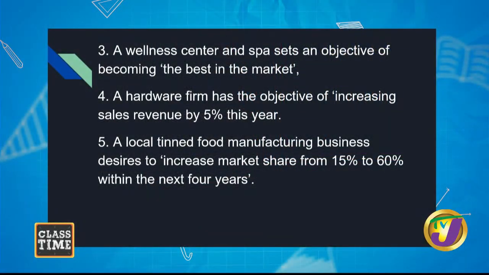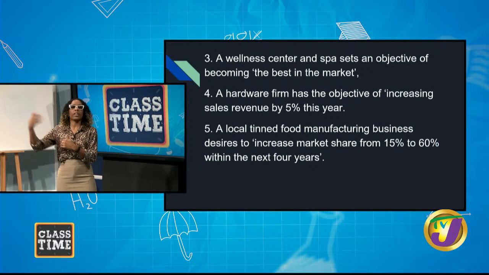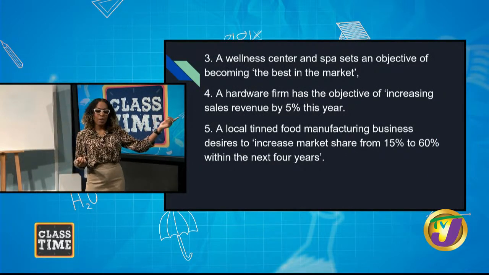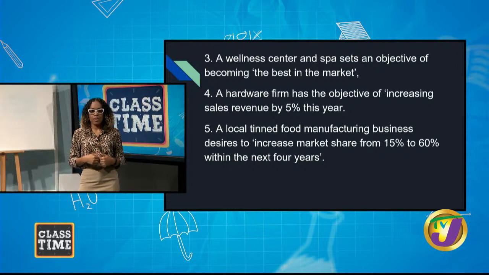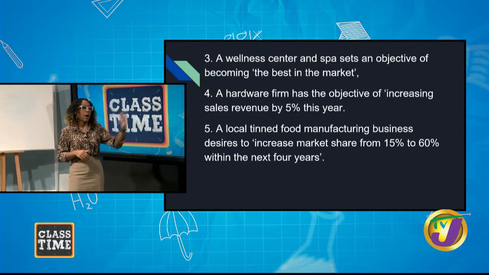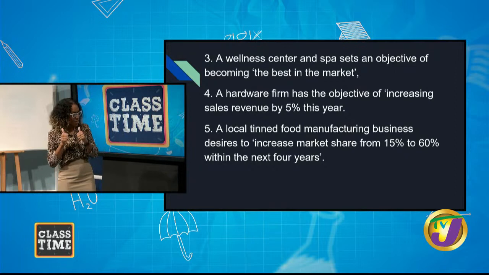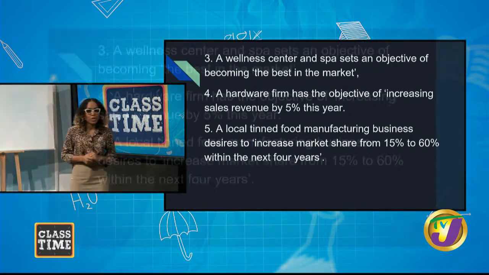Let us look at number 4. A hardware firm has the objective of increasing sales revenue by 5% this year. Do you think this is SMART? I think so too. Awesome. So we're increasing sales revenue. That is specific because we know that we're talking about sales. We want to increase it, all right? But how much are we increasing it by? 5%. When? For this year. So we realize that all elements are present in this objective. Awesome. And the final one, number 5.